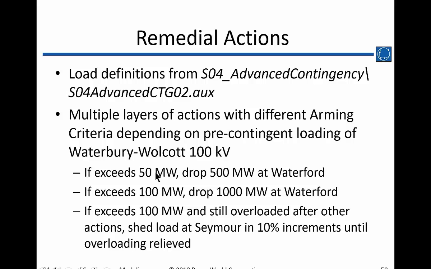So the remedial actions that we've actually started to build, the rest of which I'm not going to go through manually on the other steps, will be loaded when we load this auxiliary file. What we've started to create, and what we'll finish when we load this, is multiple layers of actions with different arming criteria that depend on what level of loading is present on Waterbury-Wolcott 100 kV.